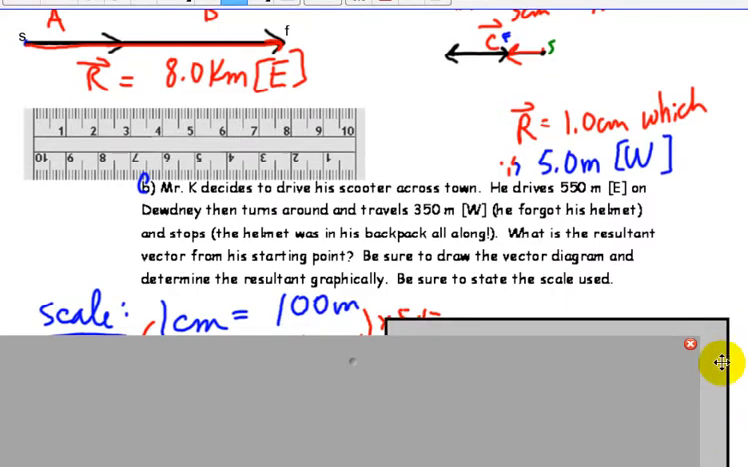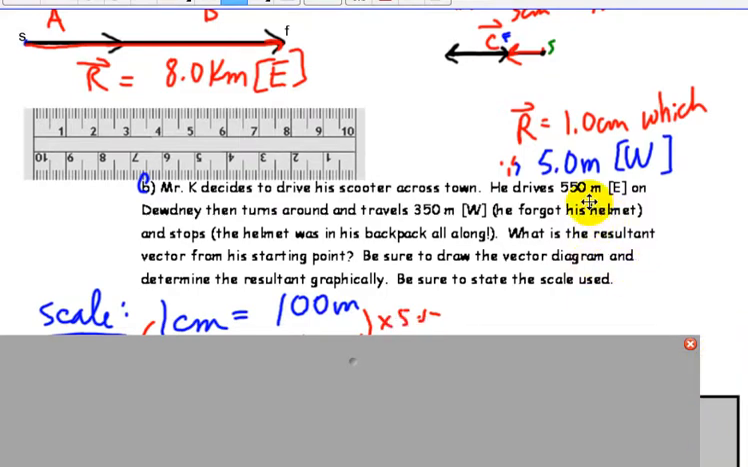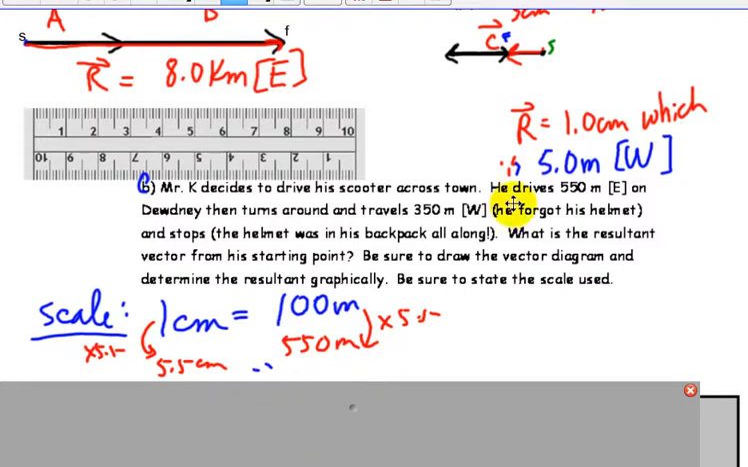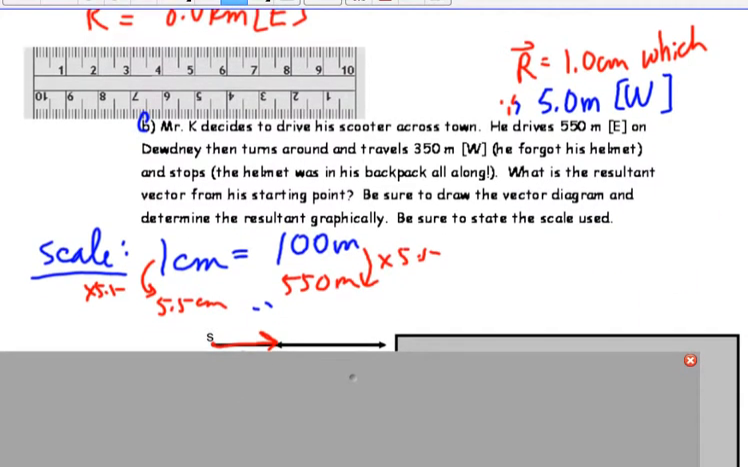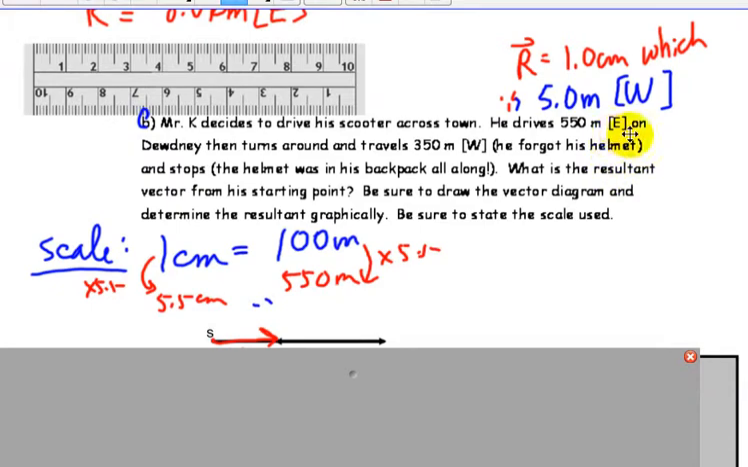So here, a decent scale to use. I'm dealing with hundreds here, 550, 350. So 1 centimeter equals 100 meters. And you can see what's going to happen here. To represent 550 meters, that's going to be times 5.5, so 5.5 centimeters will give me 550 meters. So the first one here, east, so I'm going to start here, draw 550 or 5.5 centimeters. And then you turn around and go 350 meters west, so 3.5 centimeters west. So I end up right here at this point.